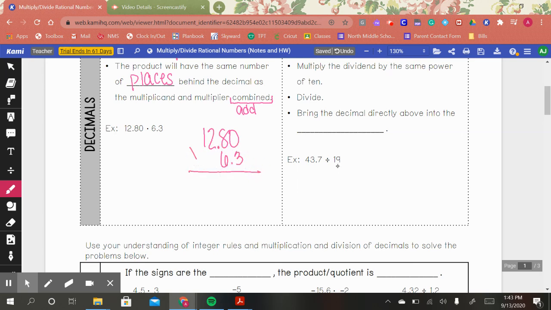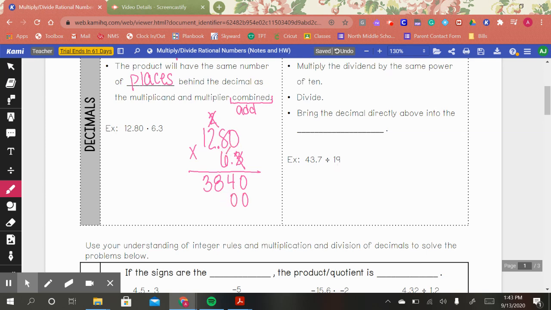Now that I have it lined up, I can start my multiplication process. 3 times 0 is 0. 3 times 8 is 24, put my 4, carry my 2. 3 times 2 is 6, plus 2 is 8. And 3 times 1 is 3. Now that I've used 3, I'm going to put my placeholder and cross out everything I need to. And now I'm going to multiply by 6.